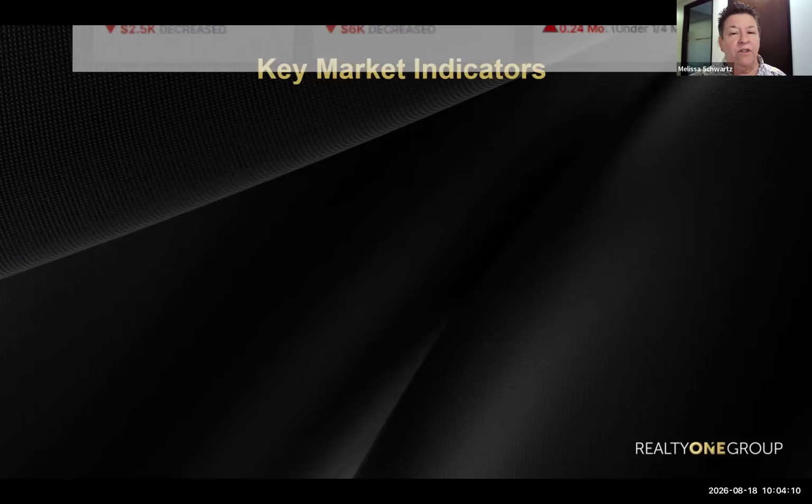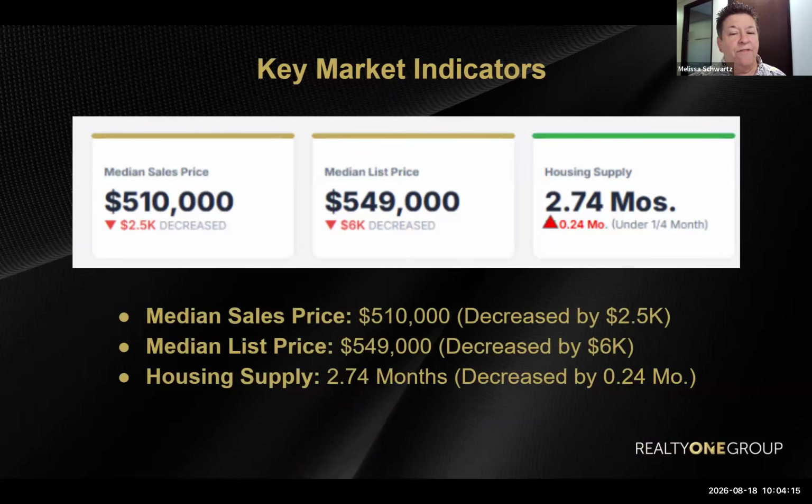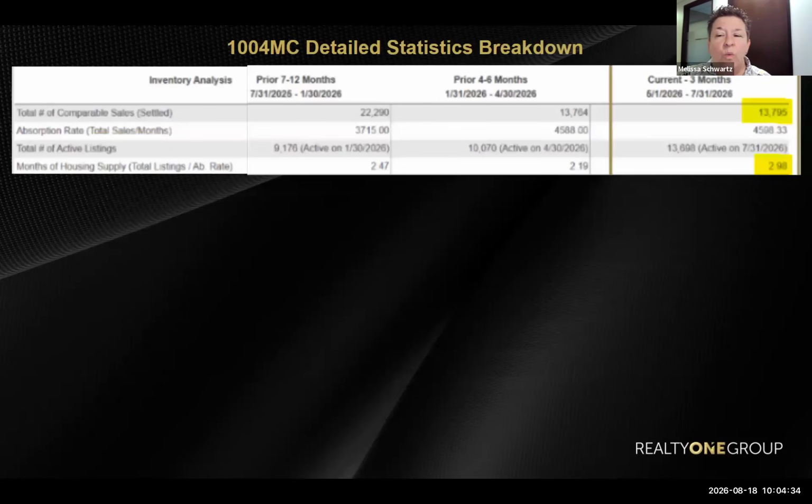The key market indicators are the median sales price of 510 had decreased by $2,500. The median list price decreased by 6,000, and the housing supply decreased by just about a quarter of a month. Okay. So, I had highlighted all of those for you, but let's talk about what these actually look like.